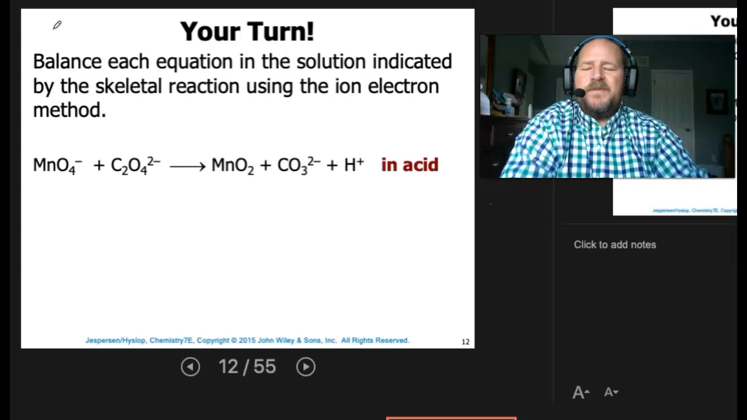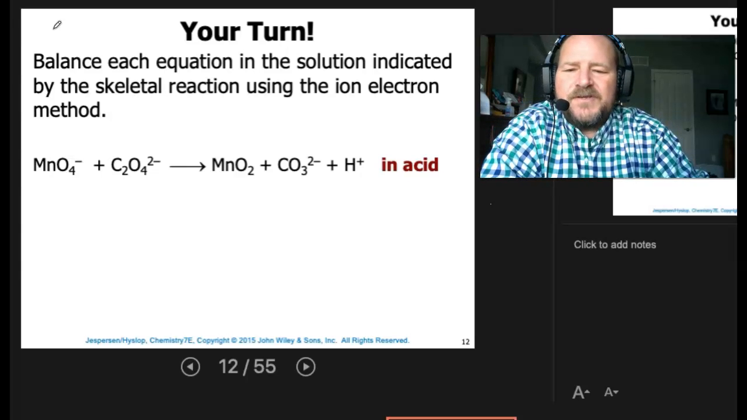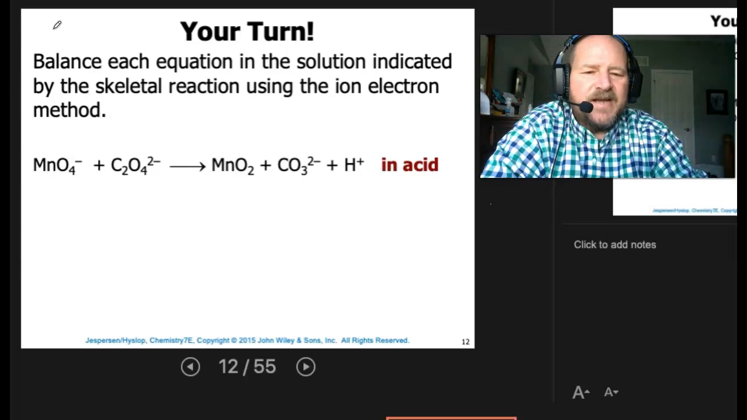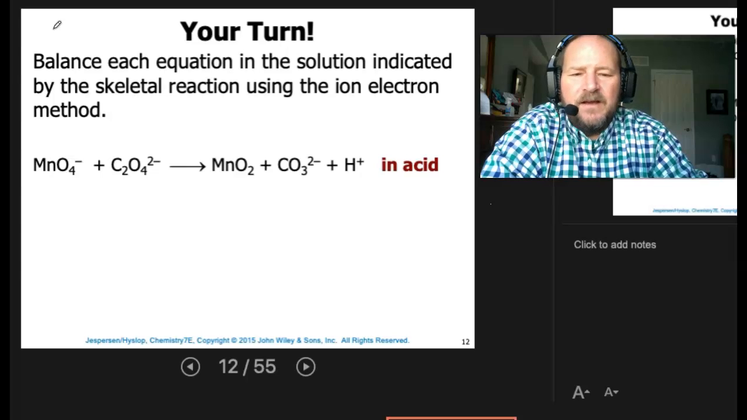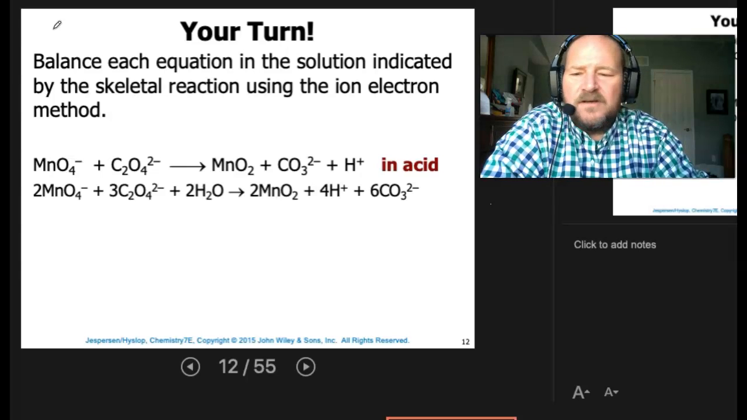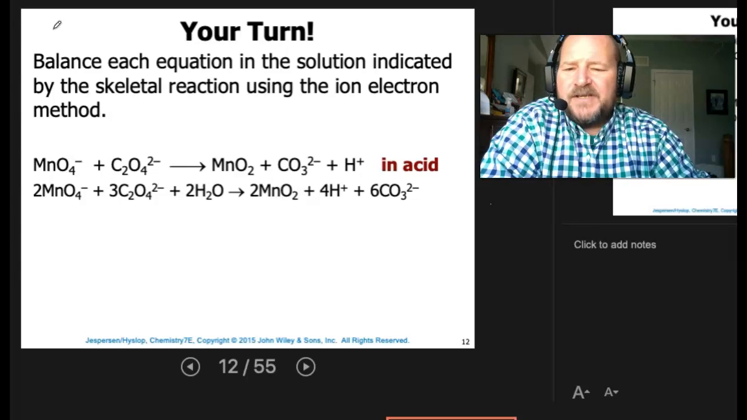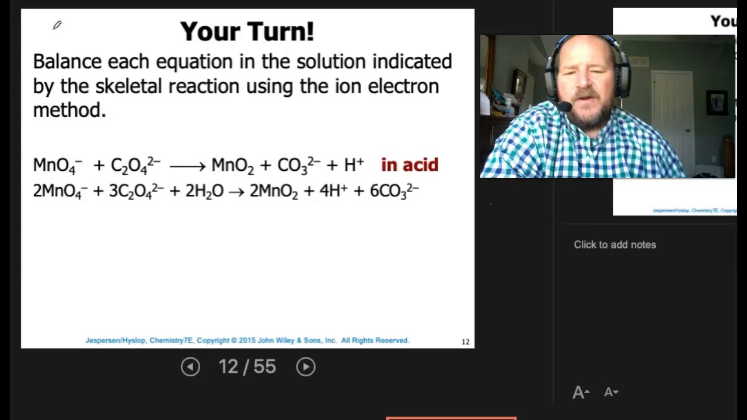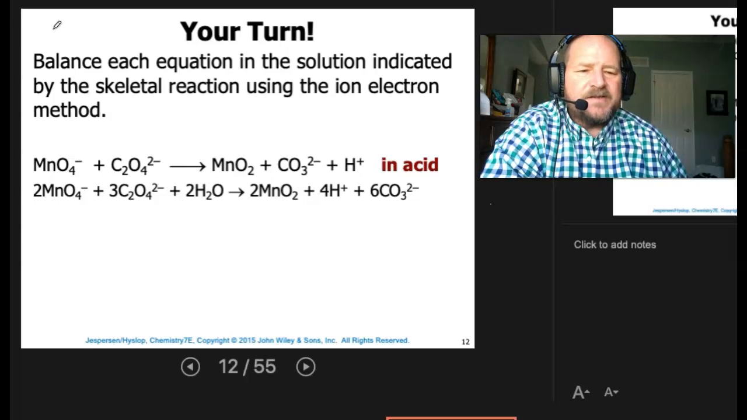Balance each equation in the solution indicated by the skeletal reaction using the ion-electron method. So we're going to take the permanganate plus oxalate goes to MnO2 plus CO3 2 minus plus H plus in acid. All right, so you want to pause here. Go ahead and work this out. Hopefully your final answer will be 2MnO4 minus plus 3C2O4 2 minus plus 2 waters goes to 2MnO2 plus 4H plus 6CO3 2 minus.